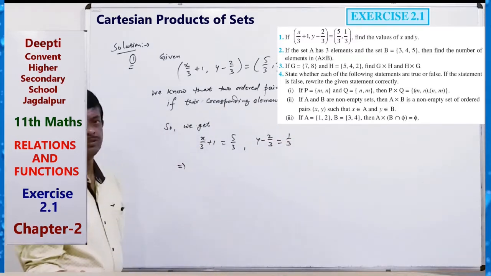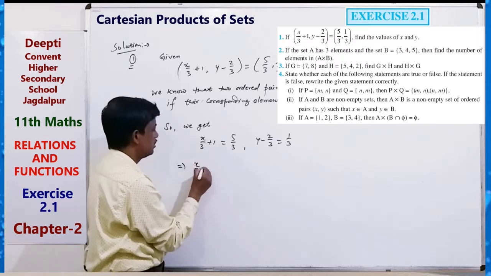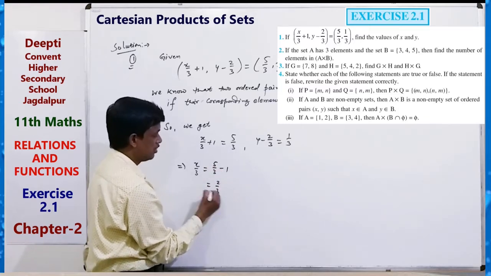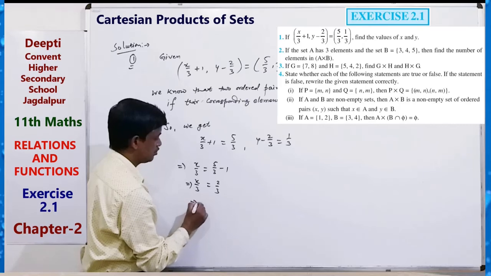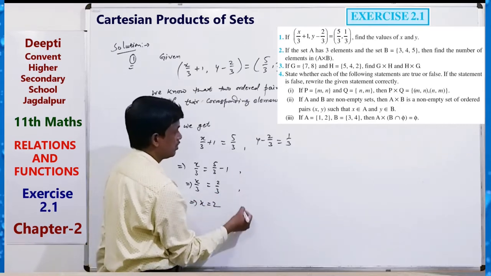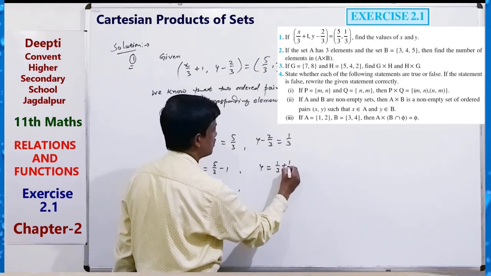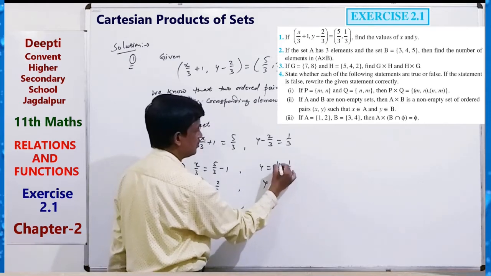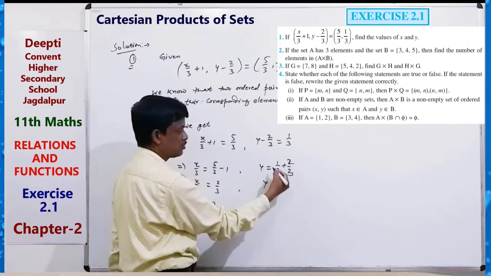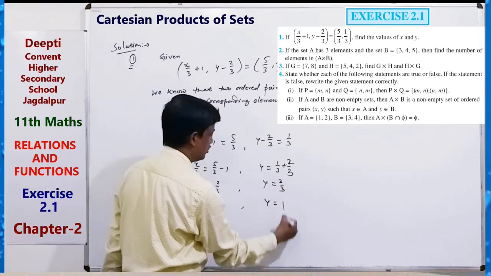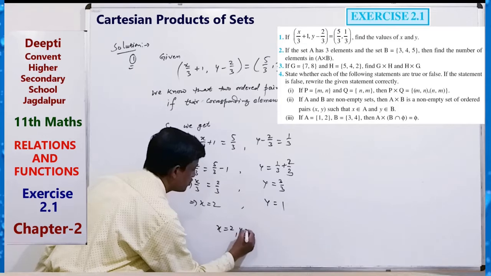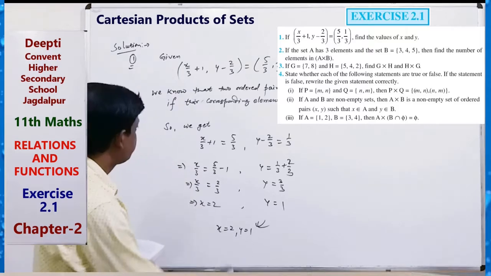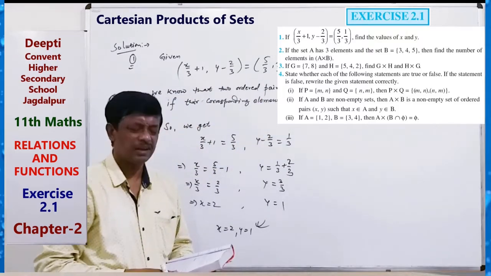So we have to find the values of x and y. For x by 3, transfer 1 to the other side: 5 by 3 minus 1 is 2 by 3. So x by 3 equals 2 by 3, that is x equals 2. Similarly y equals 1 by 3 plus 2 by 3, transferring to the right hand side. So y equals 3 by 3, that is y equals 1. So the value of x equals 2 and y equals 1. Clear? So the first question is very simple, related to ordered pairs.